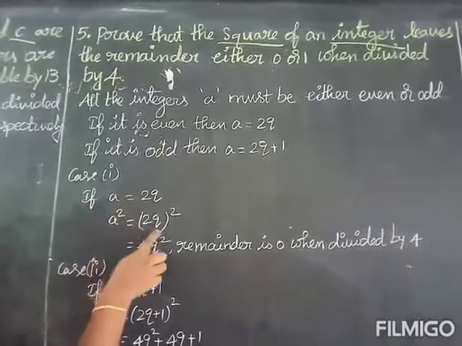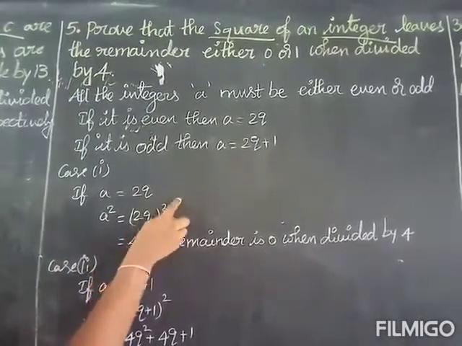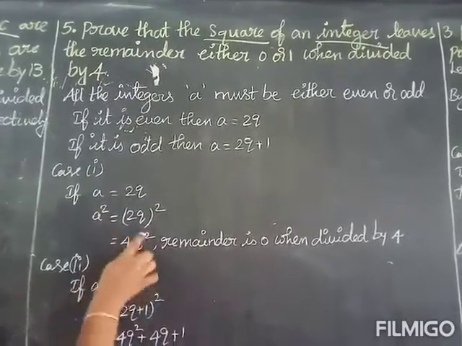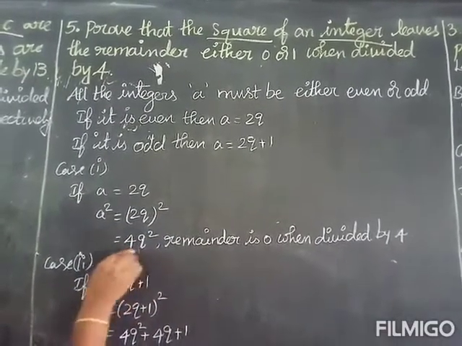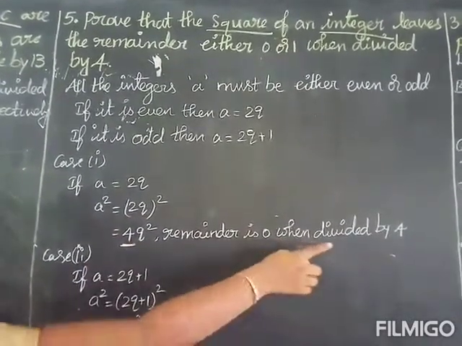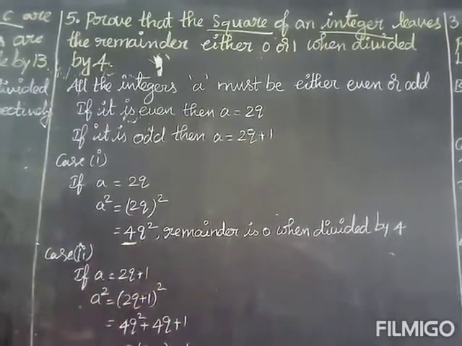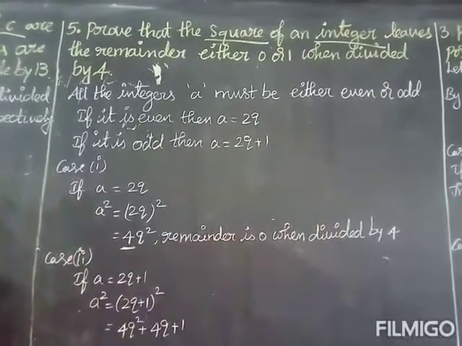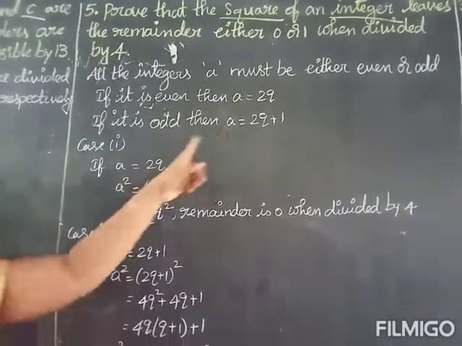a² = (2q)². What is (2q)²? It is 4q². So here the remainder is 0, isn't it? It is a multiple of 4. So when it is divided by 4, the remainder is 0.